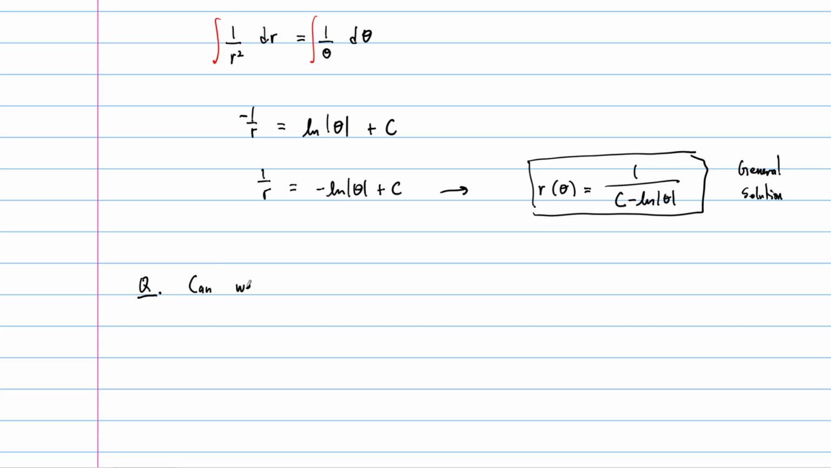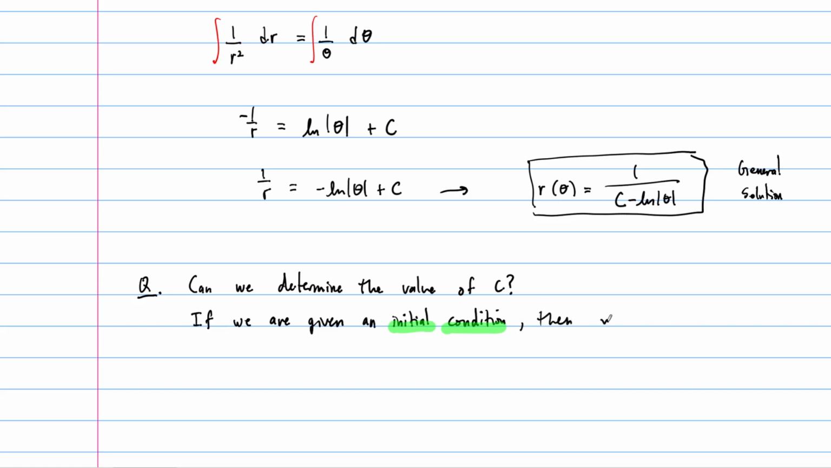Is it possible to determine the value of this unknown constant c? The answer is yes, but, well, maybe. In certain circumstances, the answer is yes, and that is when we are given extra information. If we are given more information, in this case, I'm going to call this an initial condition. It also could be referred to as an initial value sometimes. But if we're given an initial condition, then the answer is yes.